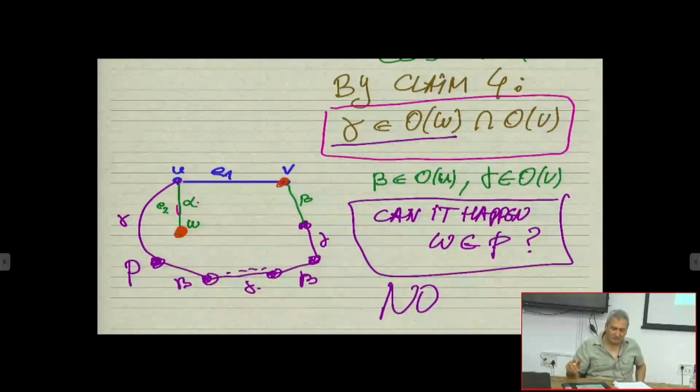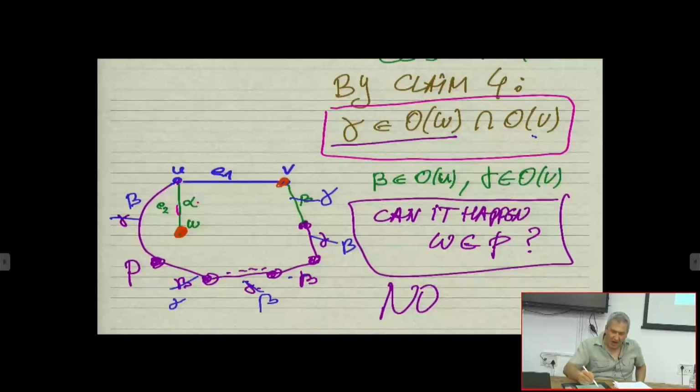So what can we do? We can now recolor here with beta, with gamma, with beta, beta, gamma. This is okay at vertex V because at vertex V, gamma was missing. This is okay at vertex U. Yes? Why is it okay? Because beta was missing at U. Yes? Now it's here. Okay?